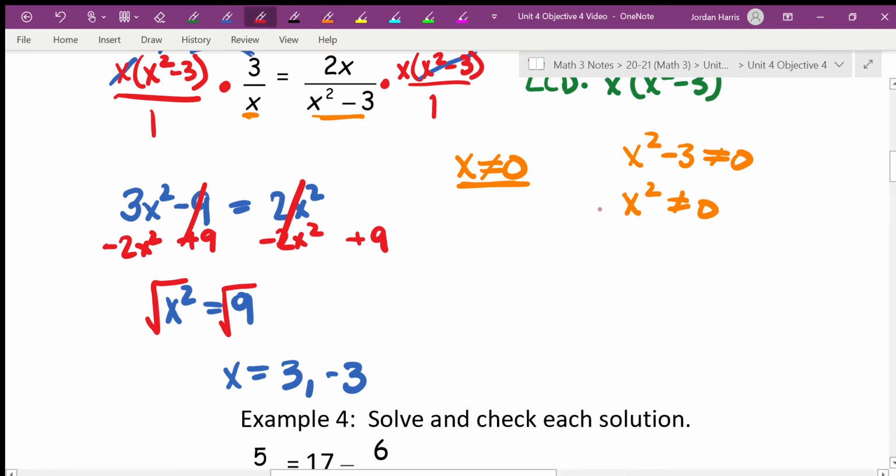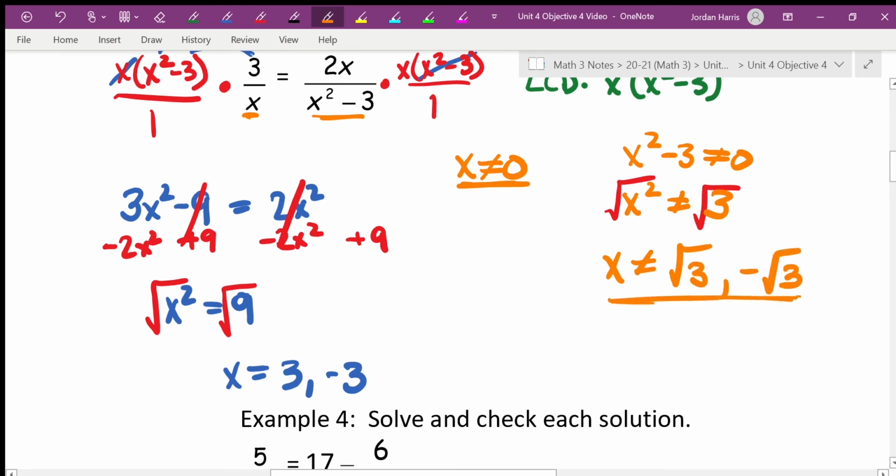If we square root both sides, what do we, oops, made a mistake. I add 3 to both sides. So it's not 0, it's 3. When we square root both sides, remember plus or minus. So I get two more solutions that x cannot equal, which is the square root of 3 and the negative square root of 3. So we check those.